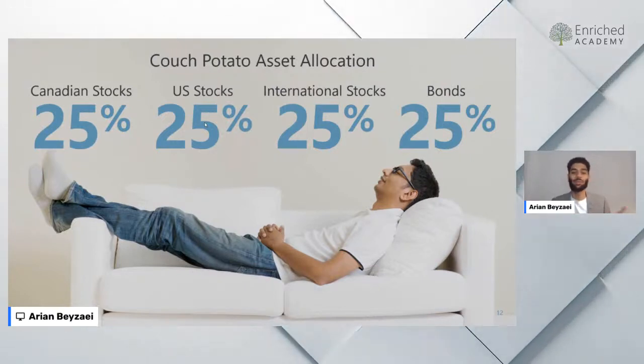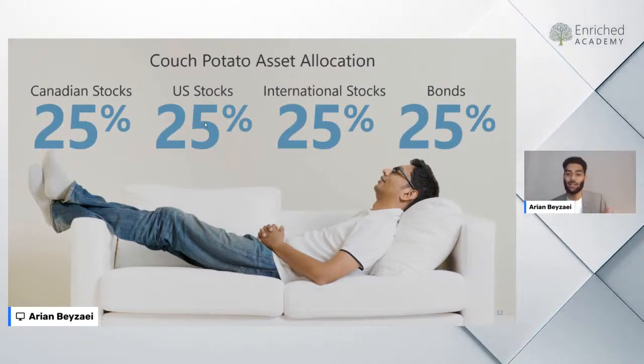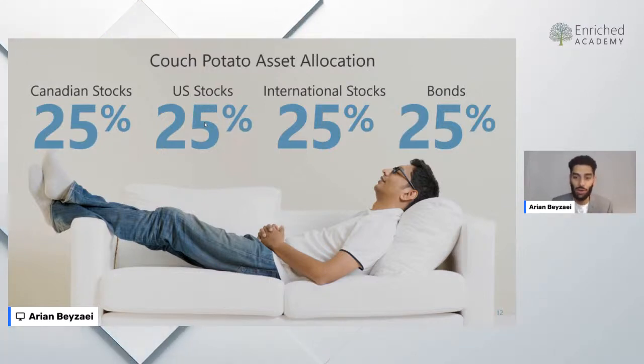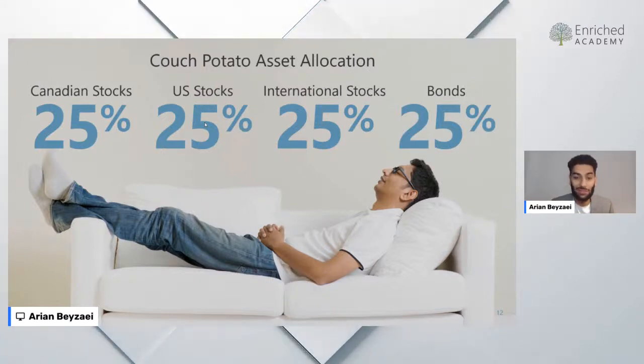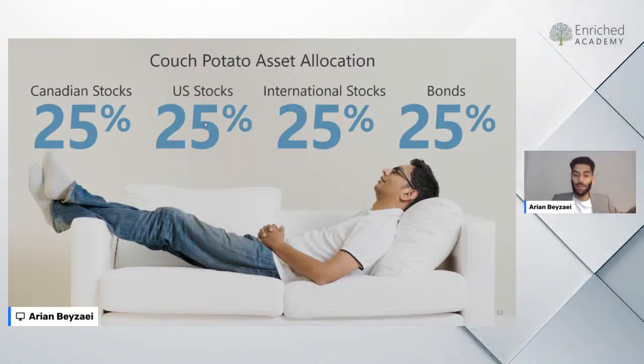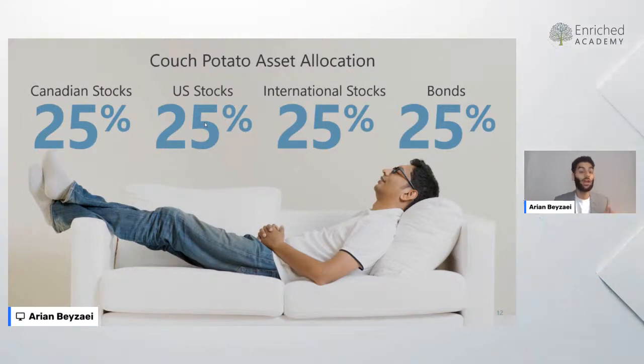You can start with the simple couch potato asset allocation. So you could put 25% in stocks, 25% US stocks, 25% international, 25% bonds. So this is a great way to get started because you're covering all the bases. You're covering all the different sectors.